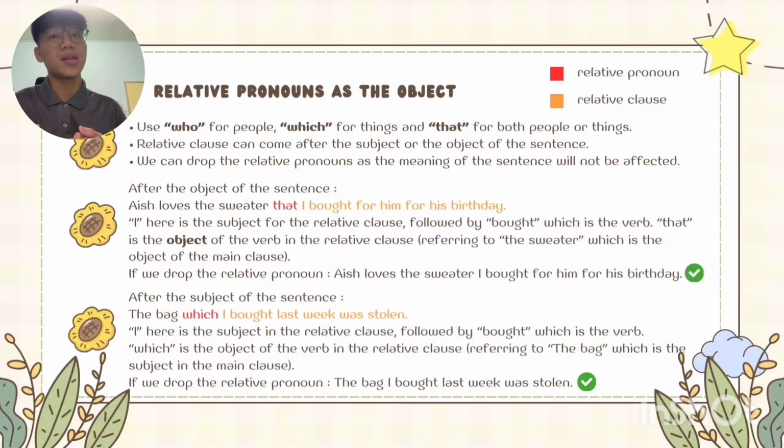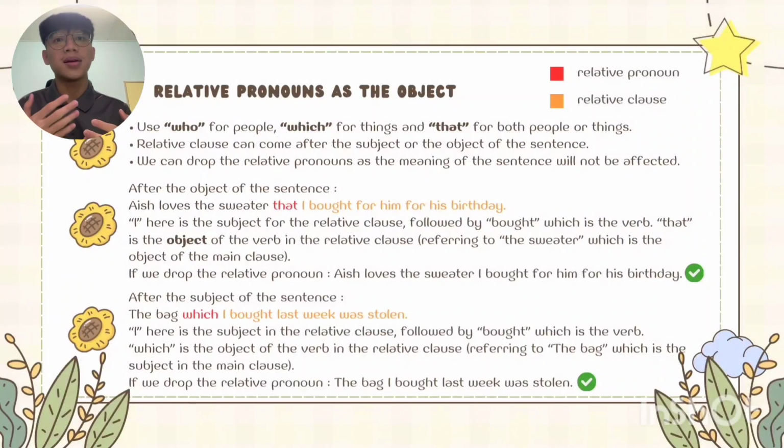So the example is, the bag which I bought last week was stolen. The red one is the relative pronoun, and the orange one is the relative clause. I here is the subject in the relative clause, followed by bought, which is the verb. Basically the same as the previous example. Which is the object of the verb in the relative clause, referring to the bag.